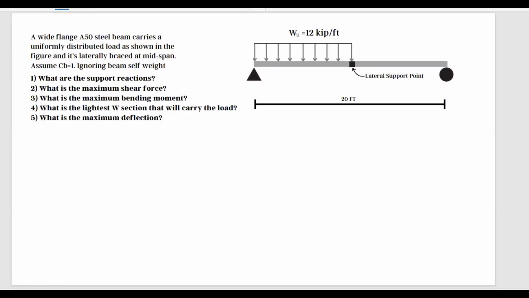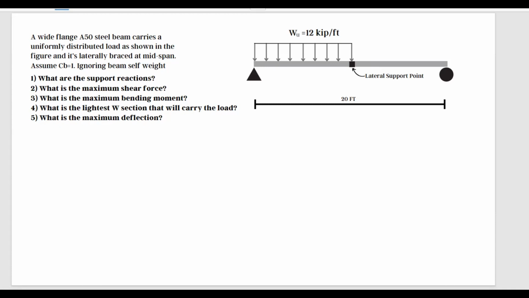A wide flange steel beam carries a uniformly distributed load as shown in the figure, and it's laterally braced at mid-span. Assume CB equals 1. Ignoring the beam's self-weight, 1. What are the support reactions?